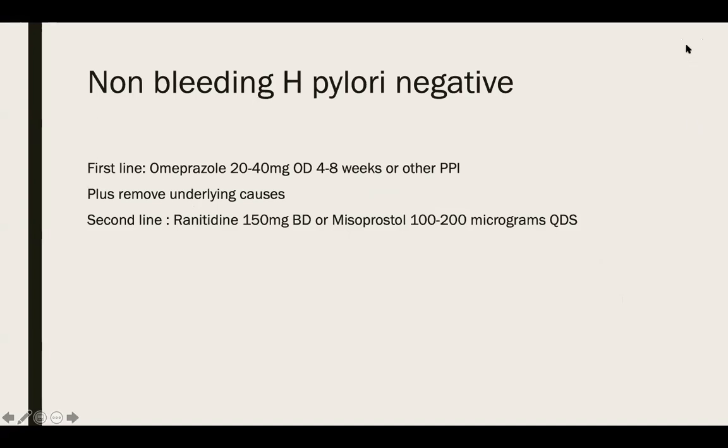So for patients who've had an ulcer, we treat them for 4 to 8 weeks with omeprazole, 20 to 40 milligrams, mostly 20 milligrams. We can always up it to 30 and then 40 if required, or use another PPI. We also need to make sure we're removing other causes as well. So they can't be taking omeprazole and then necking back NSAIDs and smoking every day. So we have to change some lifestyle factors as well. And the second line, ranitidine, 150 milligrams twice daily, or misoprostol, 100 to 200 micrograms 4 times a day.